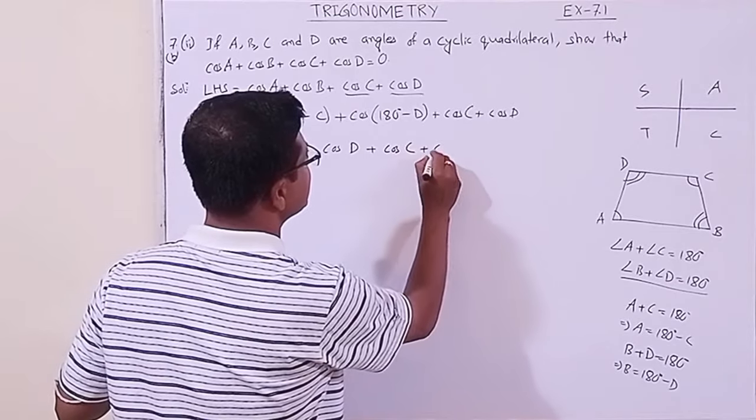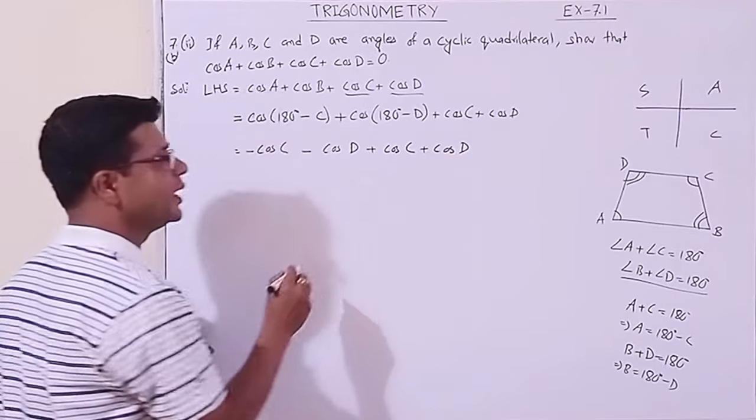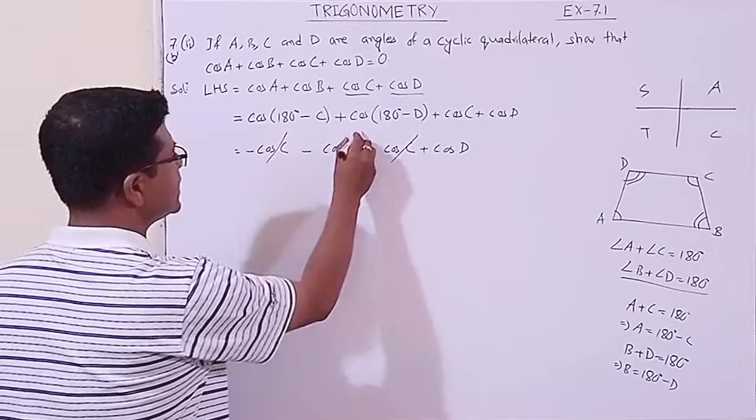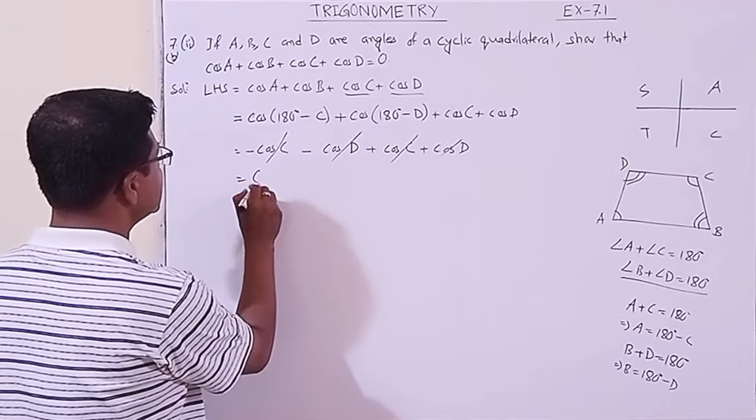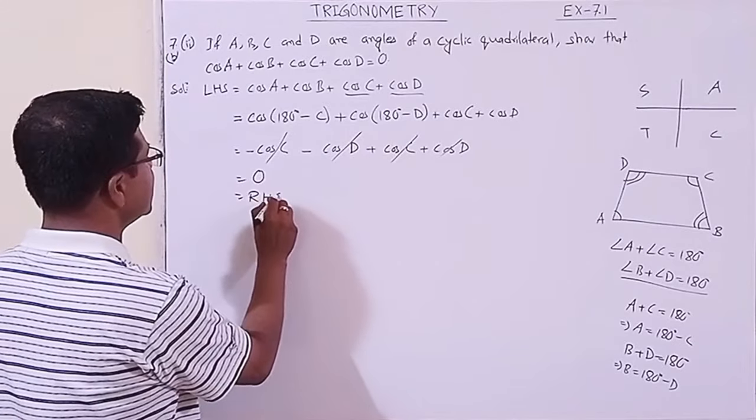So we have minus cos C, minus cos D, plus cos C, plus cos D. Some of you may have thought this was a very hard sum. These two will get cancelled, these two will get cancelled. What is the result? 0. This is the right hand side.